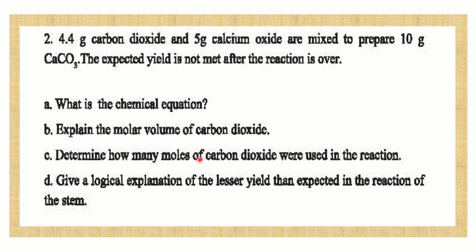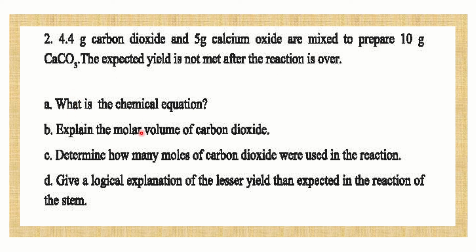Now second question, 2 number question. Look, the stem: 4.4 gram carbon dioxide and 5 gram calcium oxide are mixed to prepare 10 gram calcium carbonate. Both are mixed, and you know that carbon dioxide and calcium oxide react to produce calcium carbonate. So after mixing, 10 gram calcium carbonate is supposed to be produced.